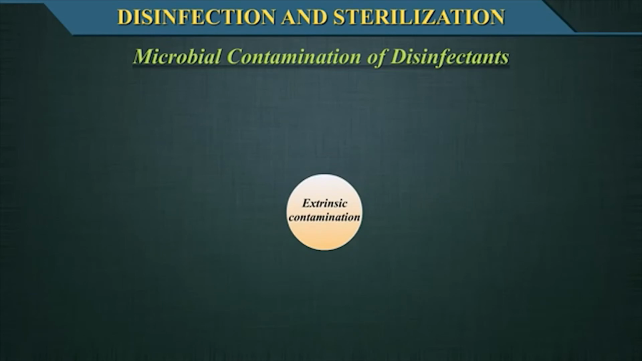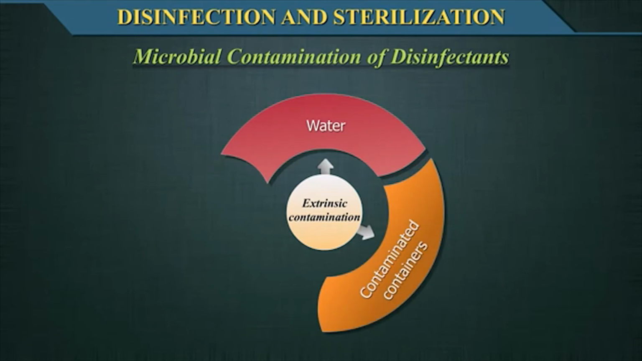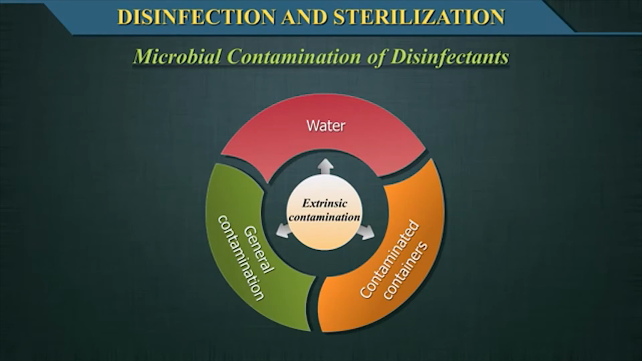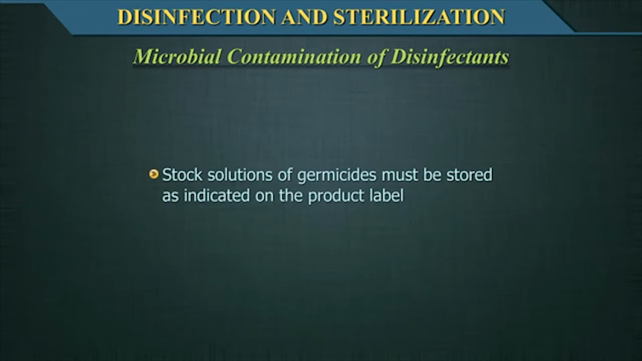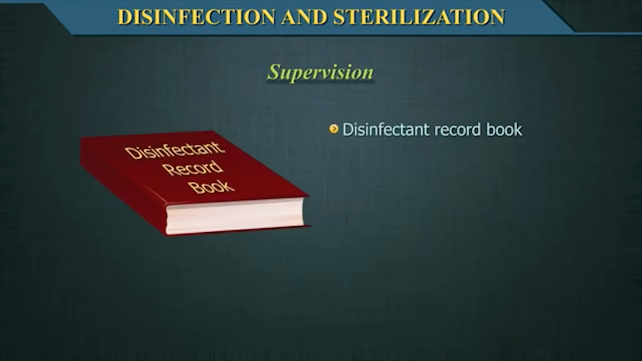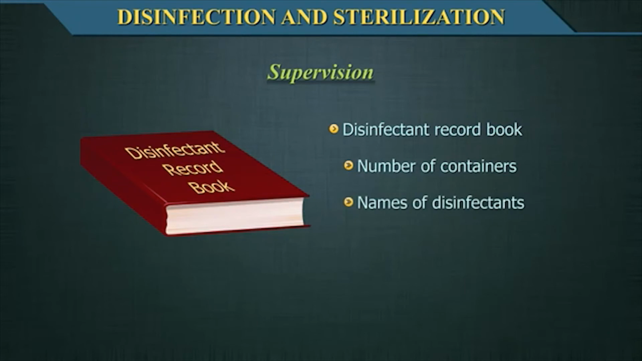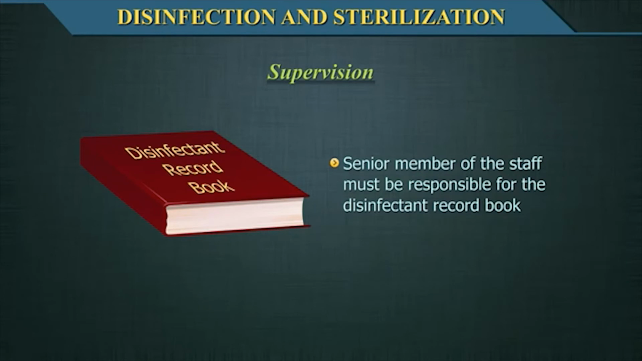Common sources of extrinsic contamination of germicides are the water to make working dilutions, contaminated containers, and general contamination of the hospital areas where the germicides are prepared and/or used. Stock solutions of germicides must be stored as indicated on the product label. Supervision. A disinfectant record book should be kept to show the number of containers, the names of disinfectants, and the concentration in use. A senior member of the staff must be responsible for the disinfectant record book and for monitoring the use of solution once a week.